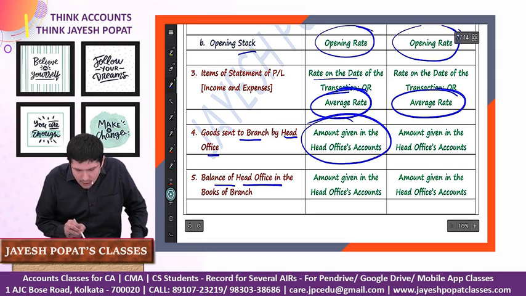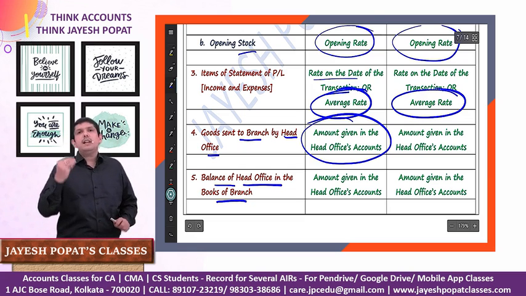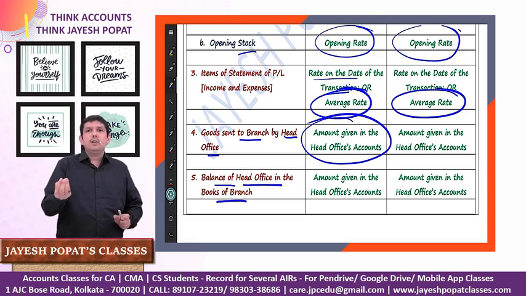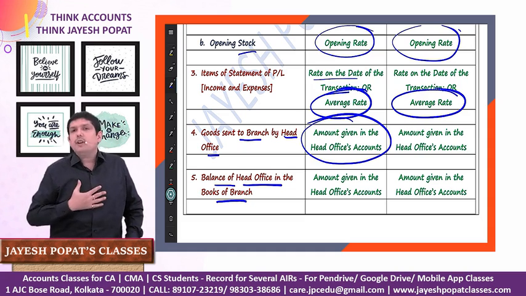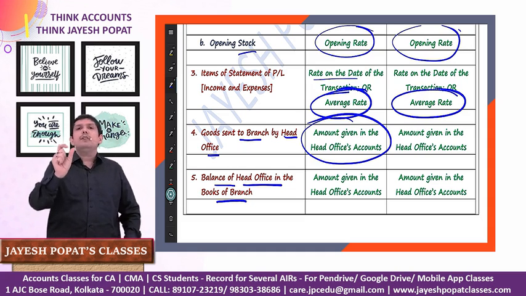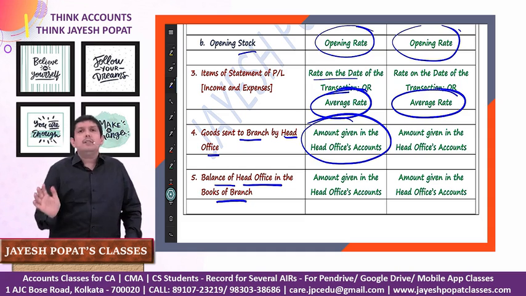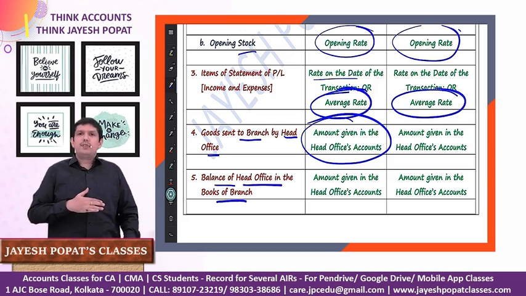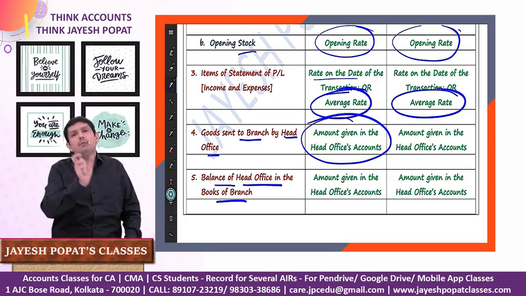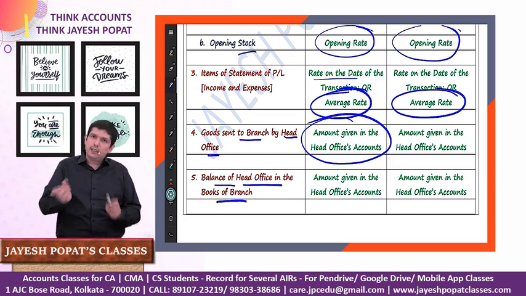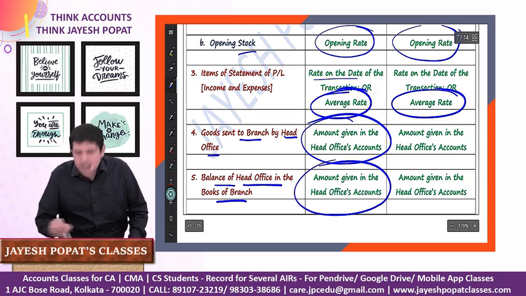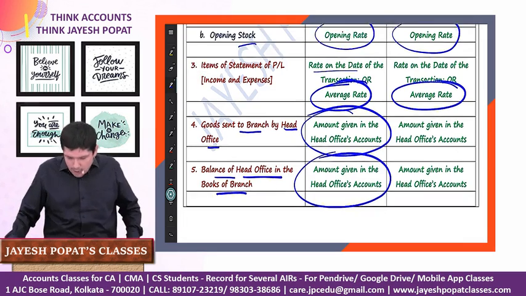Similarly, the balance of head office in the books of the branch. So let's say I have a branch in the US. That branch will have head office accounts in its trial balance and the amount will be in USD. I don't need to convert this. I will look at the head office trial balance, I'll look at the branch account, and whatever balance is there in the branch account in the books of the head office, I will use that particular amount. Now see what will happen.